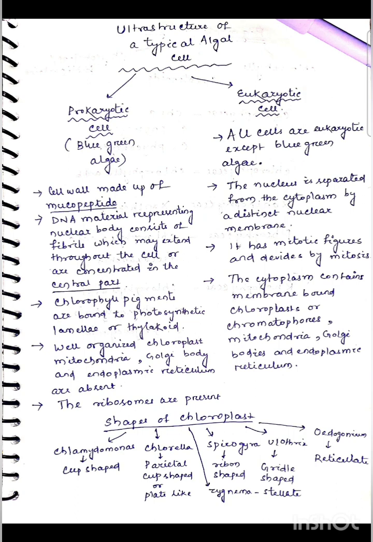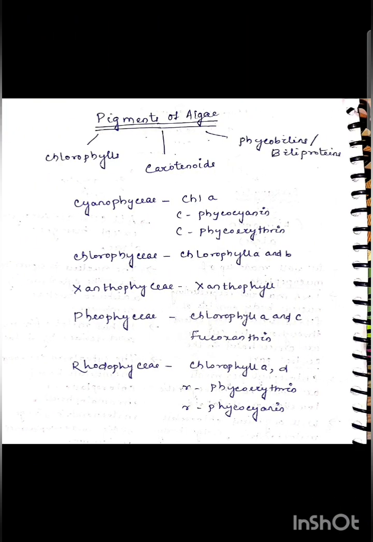Then shapes of chloroplast. Different species of algae show different shapes of chloroplast. Chlamydomonas shows cup-shaped chloroplast. Chlorella has parietal, sometimes cup-shaped, sometimes plate-like chloroplast. Spirogyra has ribbon-shaped chloroplast. Zygnema has star-like or stellate chloroplast. Ulothrix has girdle-shaped chloroplast. Oedogonium has net-like or reticulate chloroplast.